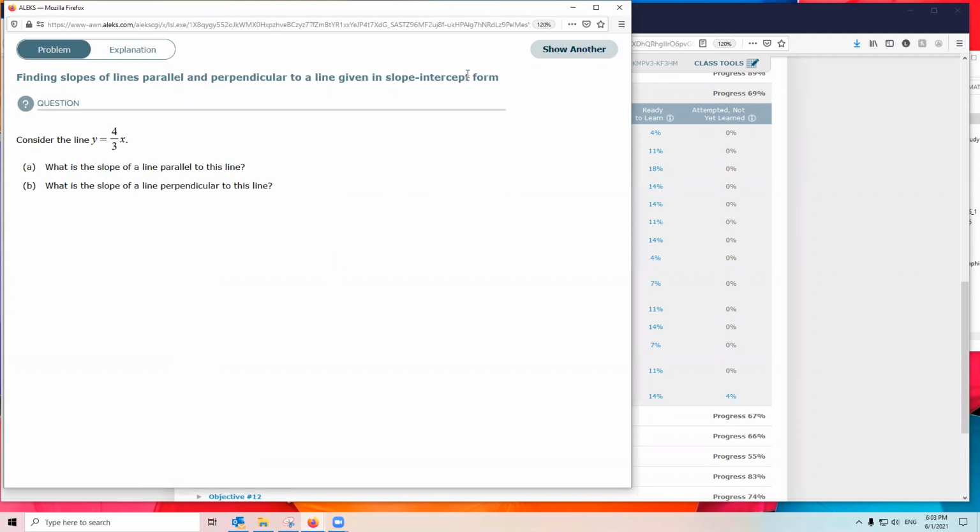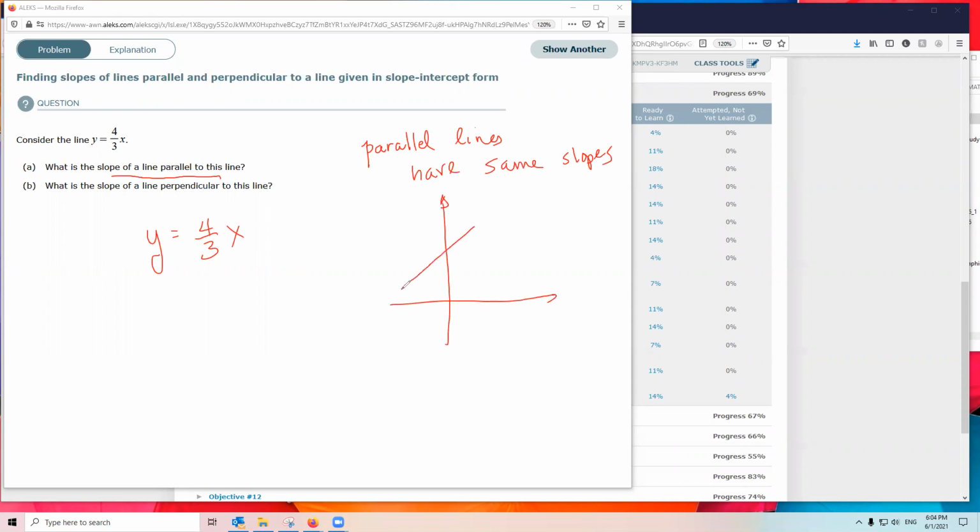Now, they're giving me this equation that says y equals 4/3 x. They're going to ask me for the slope of a line parallel to this line. Well, here's an important fact about parallel lines. Parallel lines have the same slopes. If you think about it, a parallel line has the same steepness. If these two lines are parallel, they have the same steepness. So let's say this slope was 5. This slope would be 5. So parallel lines always have the same steepness.